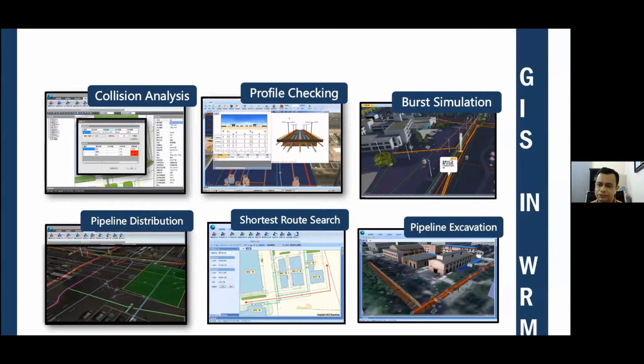simulate the burst conditions where potential burst areas can be identified. This also can be possible in GIS platform to identify this kind of burst simulations. We can identify the pipeline distribution networks. We can identify the shortest route search in GIS platform. And also we can have pipeline excavation. We can identify the potential pipeline excavation areas in GIS platform. So all this will assist you in managing and distributing water resources to the people living in different settlement areas.